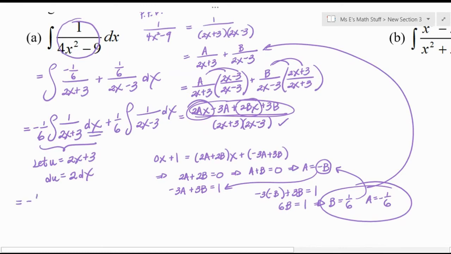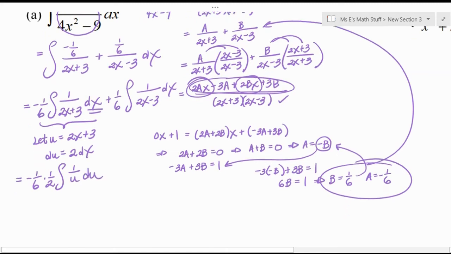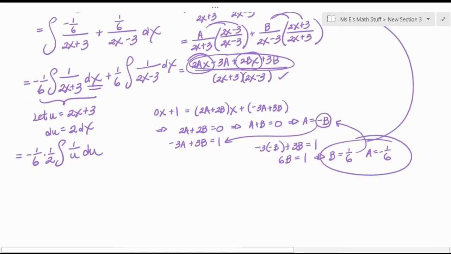So I'd have the negative 1/6 that I already have out front, and then the 1/2 from the 1/2 du, and then I'd have 1 over u du. So this first integral, my friends, would end up being something equivalent to 1/12 times the natural log of the absolute value of u, which I'm going to back substitute in as 2x plus 3. And then I'd be done with that one.